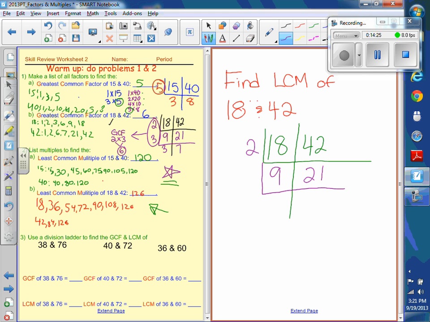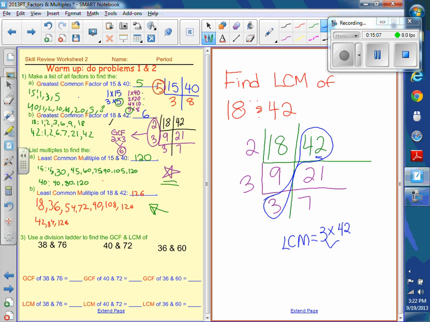Okay, Sebi, what goes into 9 and 21? 3. 9 divided by 3? 3. 21 divided by 3? 7. I'm at the bottom of the ladder, right? We already did that up here too, didn't we? So, 3 times 42, what's 3 times 40? 120, and what's 3 times 2? 6. So the LCM still can be found by just taking the bottom of the ladder on the left and multiplying it by the top of the ladder on the right.